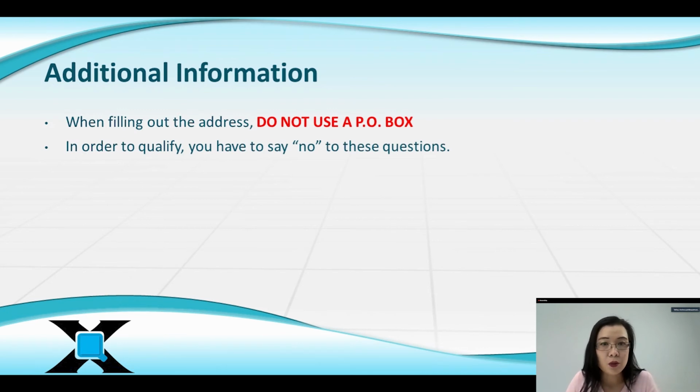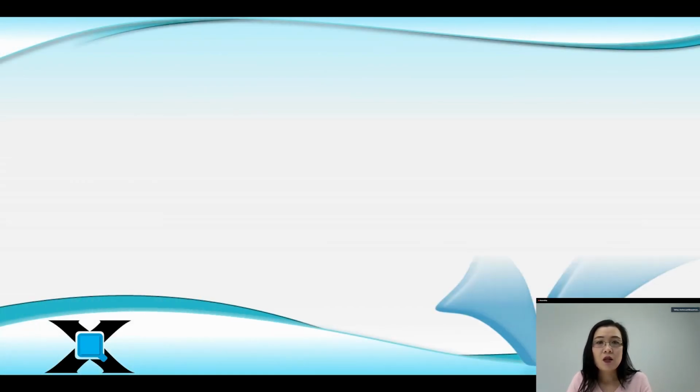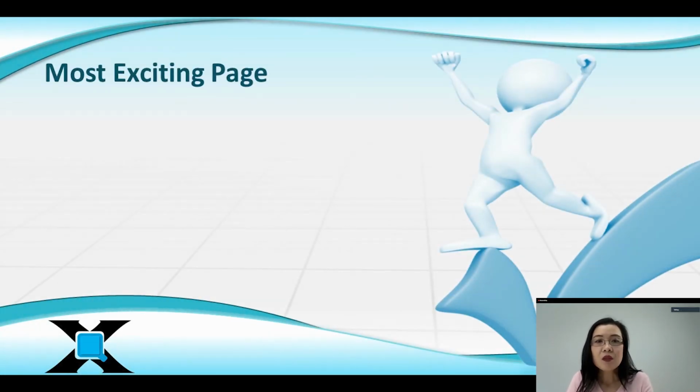You just have to put no, and then it will take you to the most exciting page, which is the next page. On the next page, there's going to be a checkbox, and they will ask you, I would like to be considered for advance up to $10,000, and you would definitely need to check that box if you're applying for the $10,000.